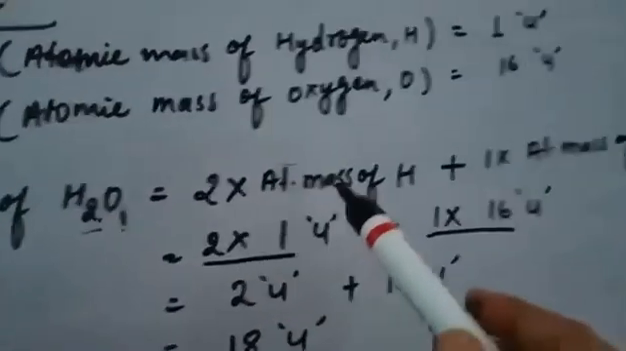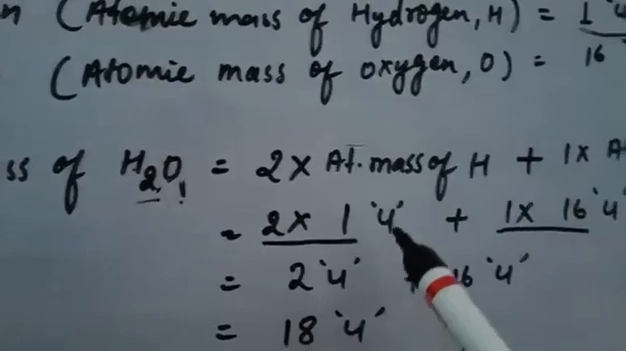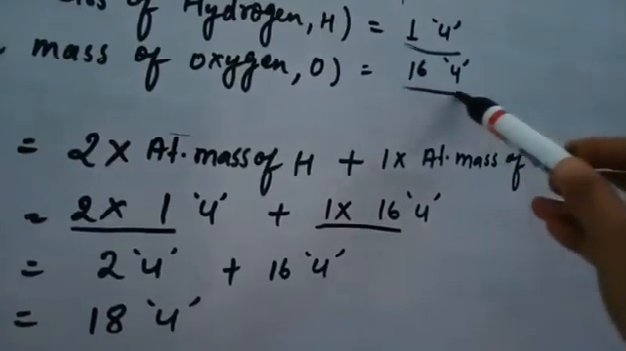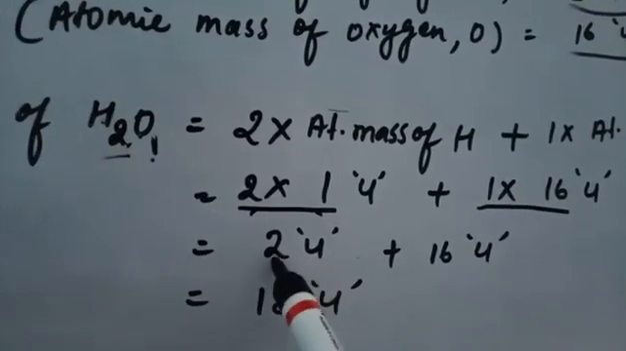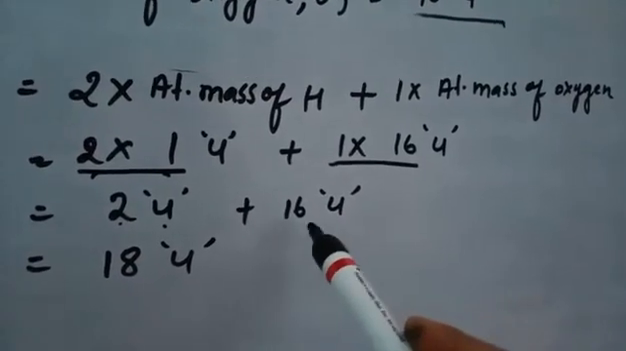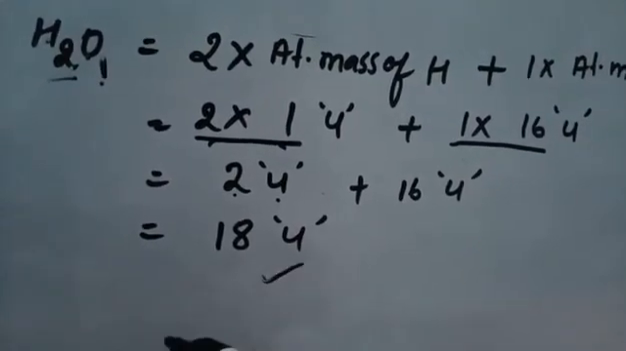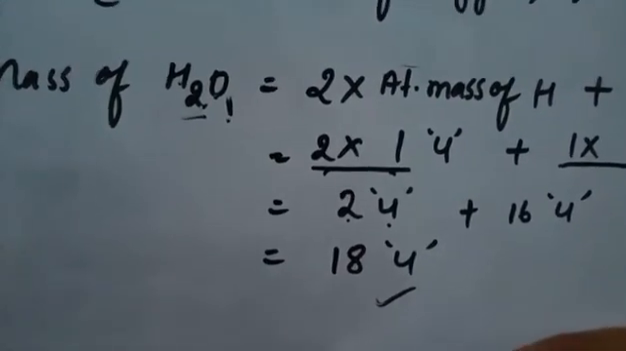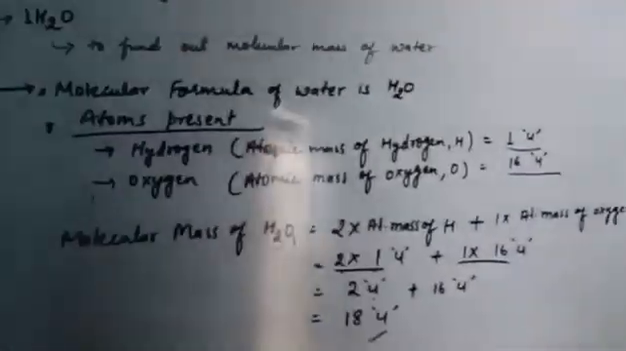So 2 into the atomic mass of hydrogen is how much? 1 U. So we write 2 into 1 U plus 1 into the atomic mass of oxygen. What is the atomic mass of oxygen? 16 U. So 1 into 16 U. How much will we get? 2 into 1 is 2 U plus 1 into 16 is 16 U. Now 2 U plus 16 U, how much will you get? 18 U. So the molecular mass of water is 18 U. Like that we can find the molecular mass of different compounds.